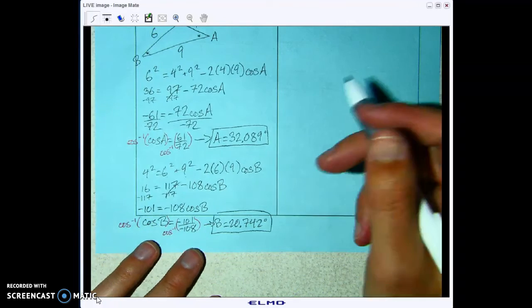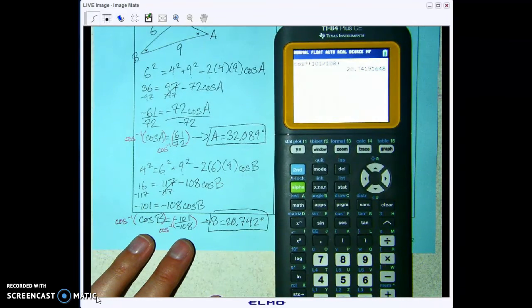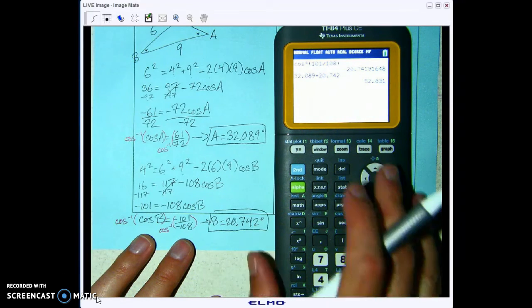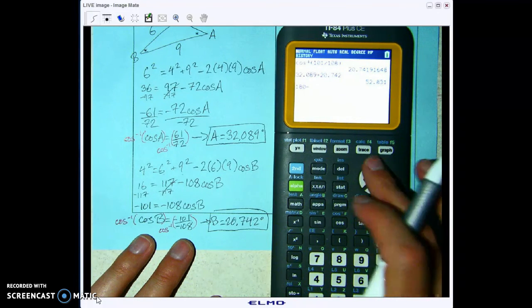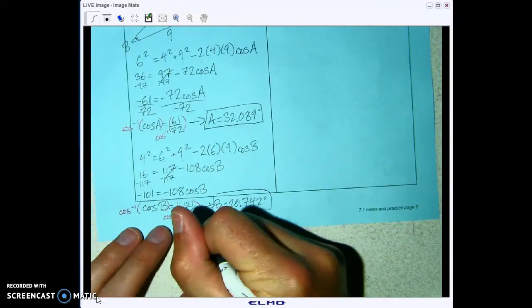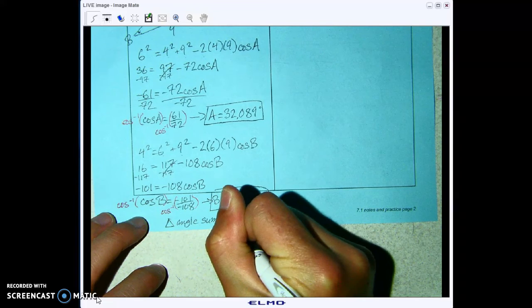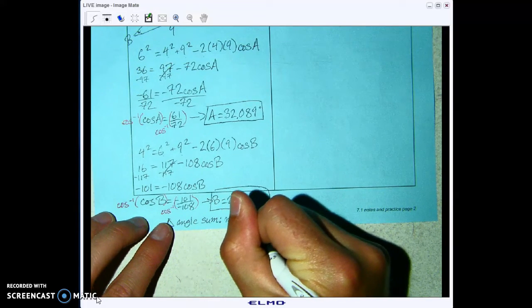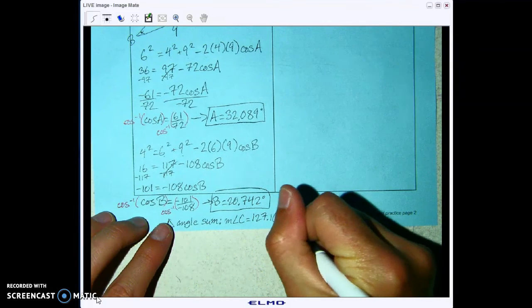We don't need to do this a third time because we know that all of the angles in a triangle add up to 180. So, if I add together 32.089 with 20.742, I get 52.831. And I'm going to subtract that now from 180. Let's just do it all at the same time. 180 minus 52.831 is 127.169. So, triangle angle sum gives me that the measure of angle C is equal to 127.169 degrees.